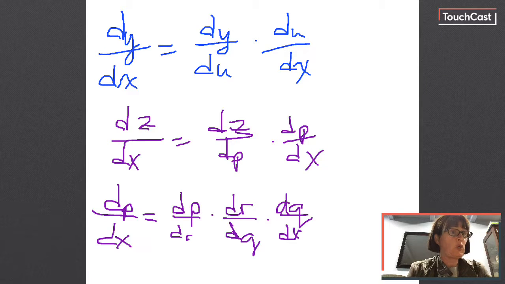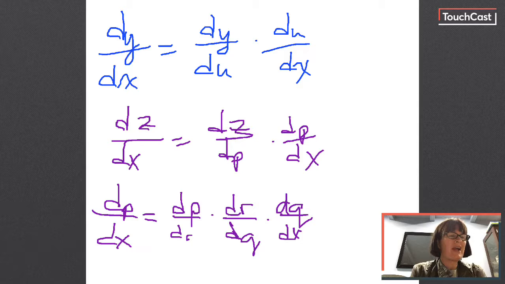In class on Friday, we had a quick reminder about this other form of the chain rule. So dy/dx is equal to dy/du times du/dx. If I want the derivative of y with respect to x, but y is not a function of x, y is a function of u instead, then I can take the derivative of y with respect to u and multiply by the derivative of u with respect to x.